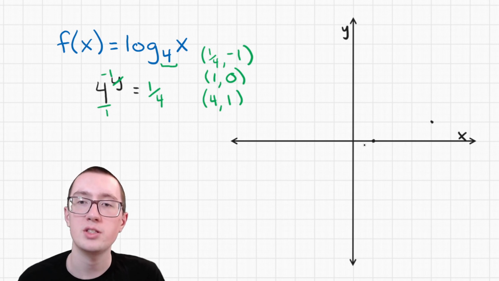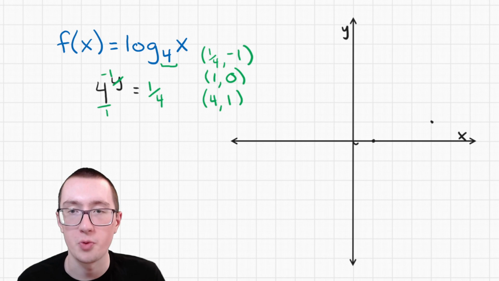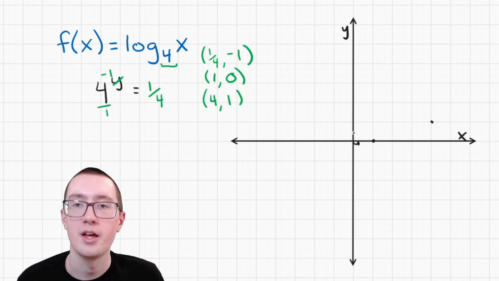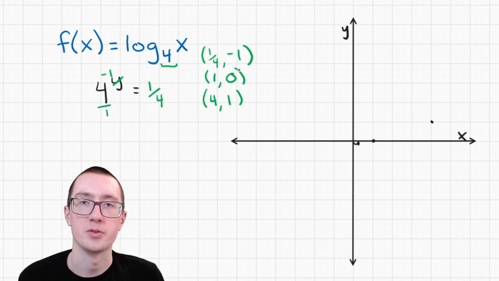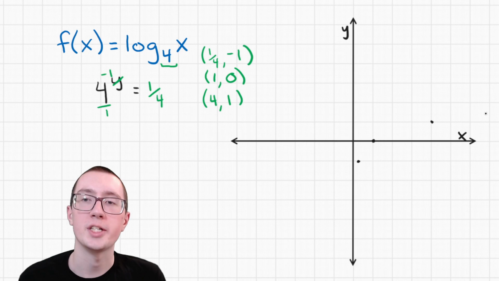So if we were to graph this, we would have to go x is 1 over 4. So we're just going a fourth of a box to the right, so not that much. And then we're going 1 down because we have negative 1 for y. So 1 square downward, and we get a point right here. So really, that's all we need to graph it.